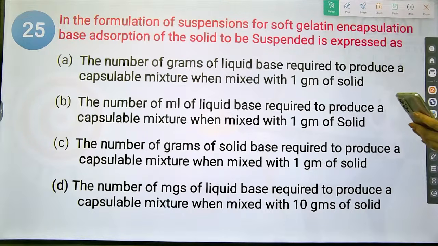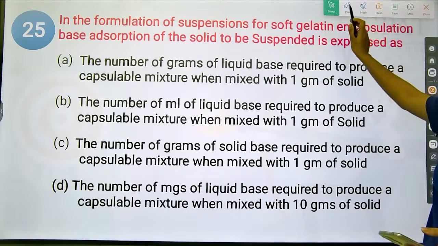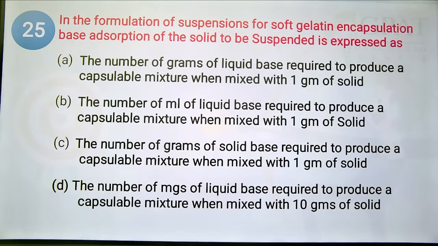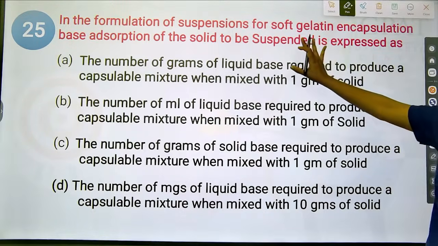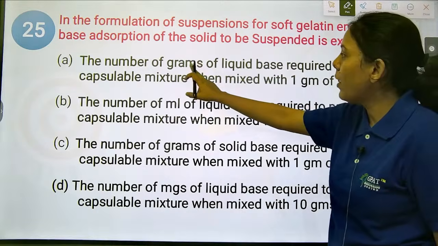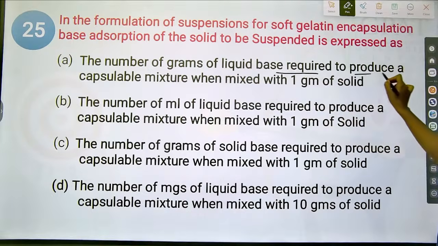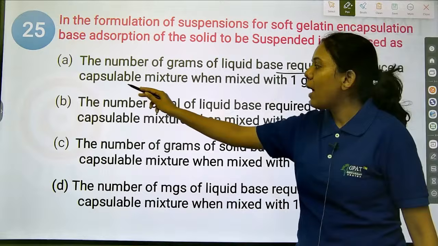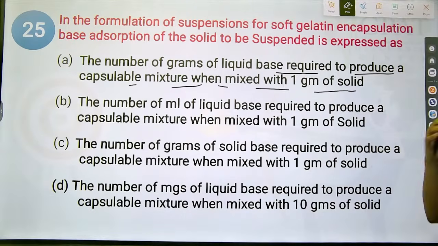Next is, in the formulation of a suspension for soft gelatin encapsulation, the base adsorption of the solid to be suspended. Now they are asking the number of grams of liquid base required to produce a capsulatable mixture when it is mixed with 1 gram of solid. Can you tell me base adsorption? I have shown you the formula. What should be the answer for this?